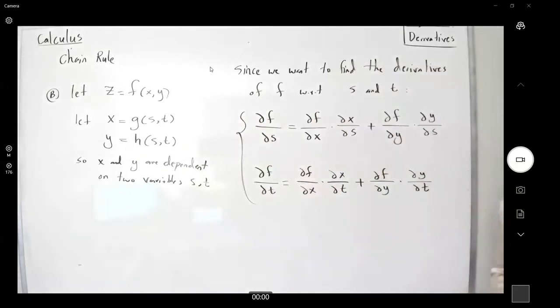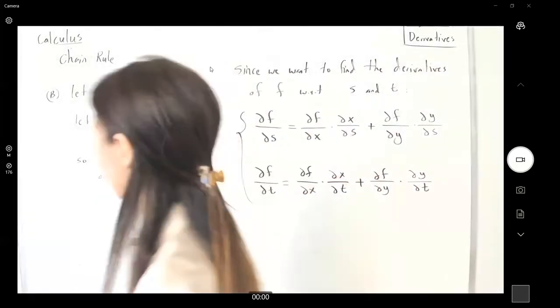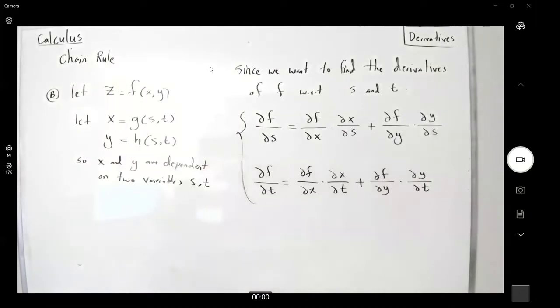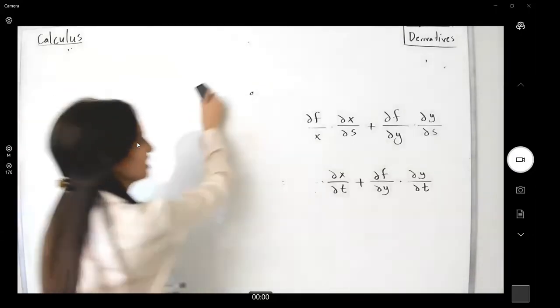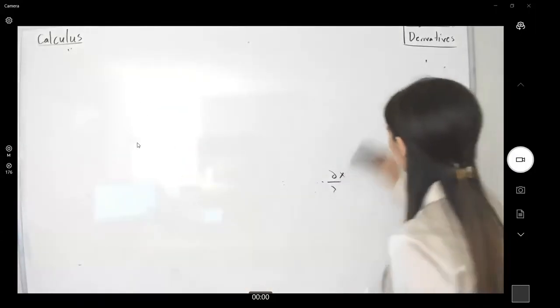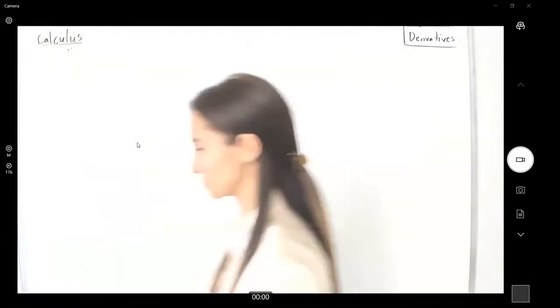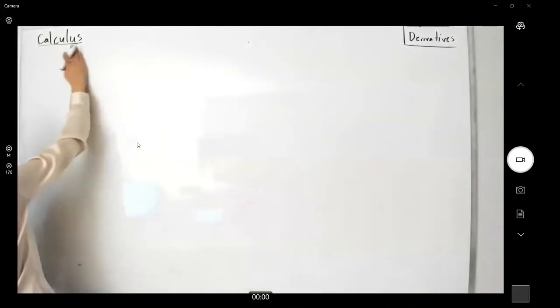Two partial derivatives. Implicit differentiation. Professor, I guess you are not sharing the whiteboard anymore. Oh, here we go. Thank you. Implicit differentiation.